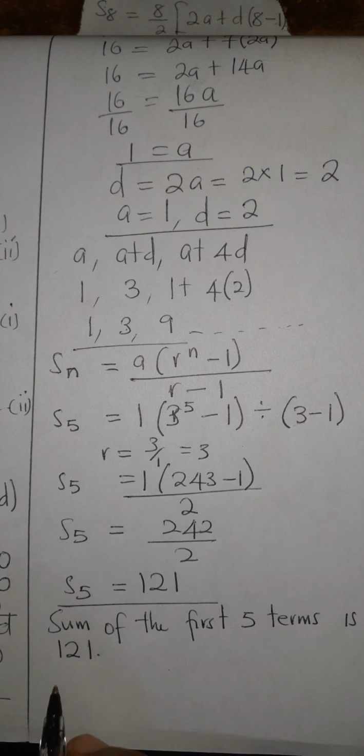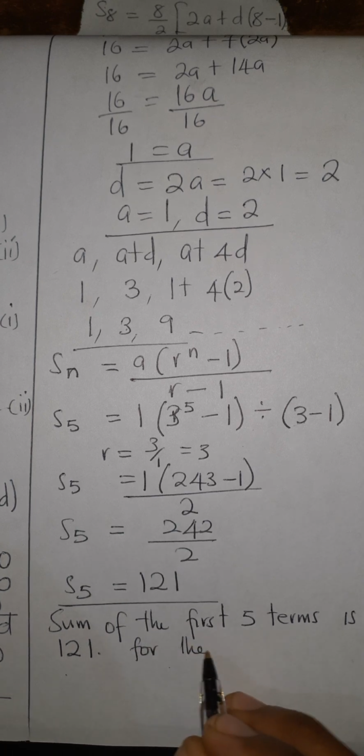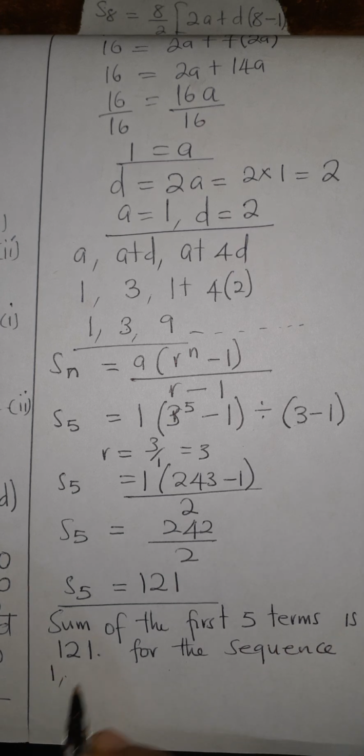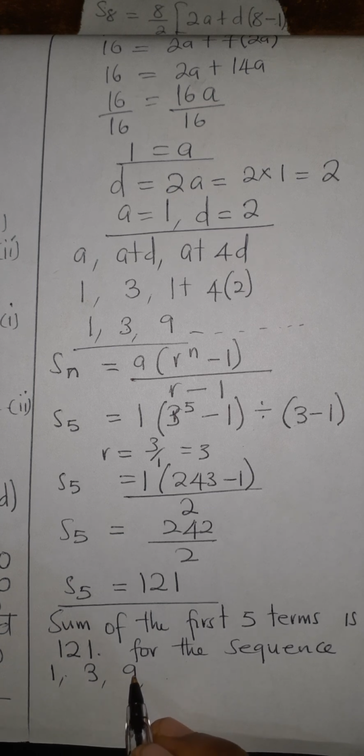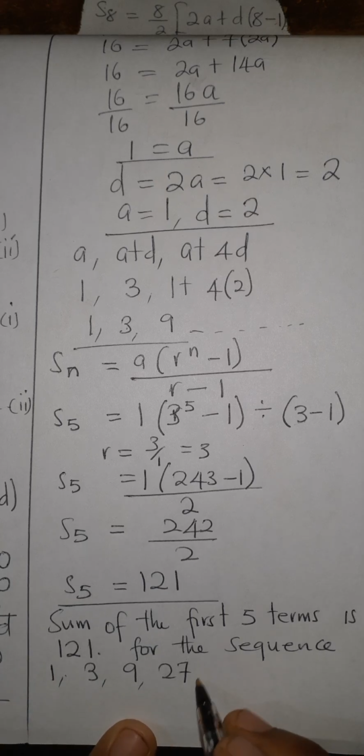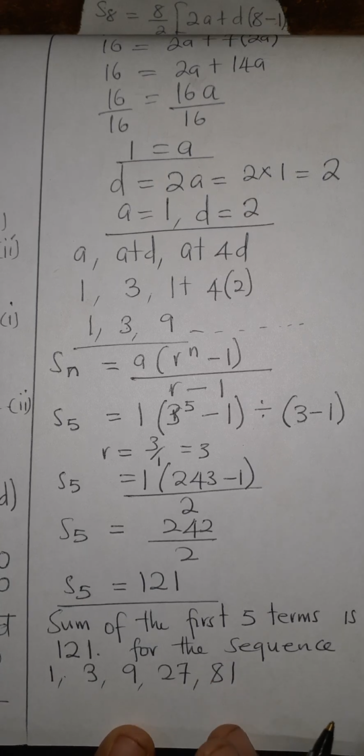For the sequence, you can verify that to say 1, 3, 9. Then the next term is this times 3, which is 27. Then 27 times 3, you get 81. So adding these, you get 121.